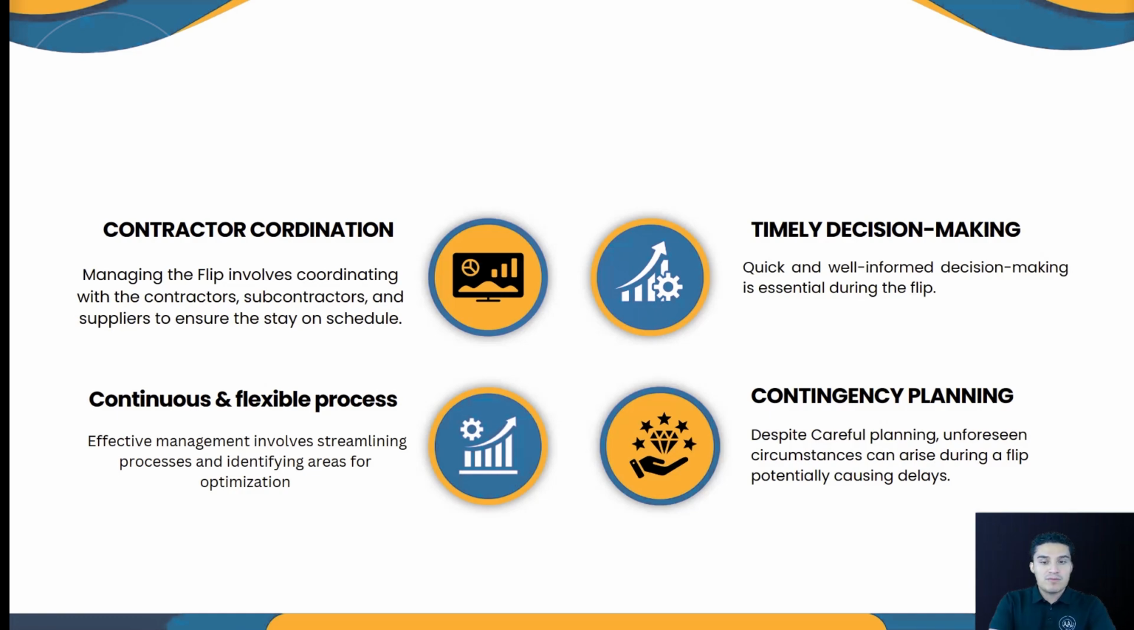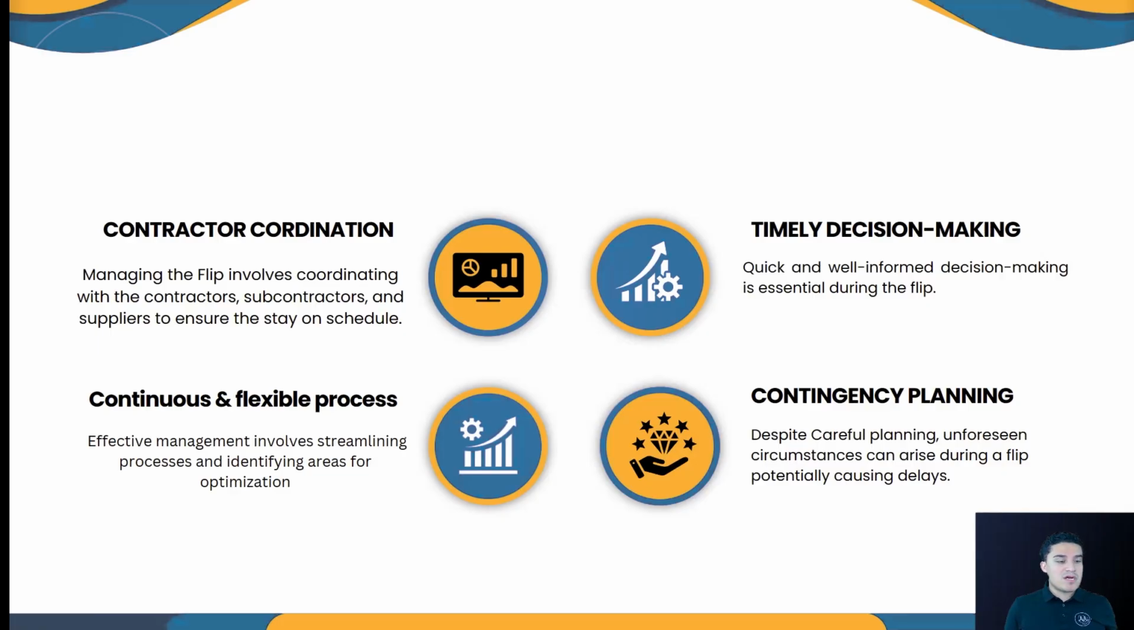The quicker you can come up with decisions for problems, basically solutions for any problems that arise, the more successful you're going to be, because you're just going to be a solution maker. Contingency planning: despite carefully planning, unforeseen circumstances can arise during a flip, potentially causing delays. So this is what I was telling you. That's why you want to make those decisions effectively.